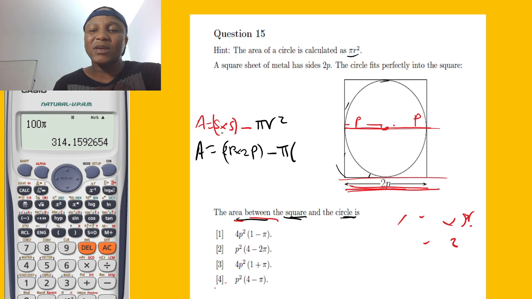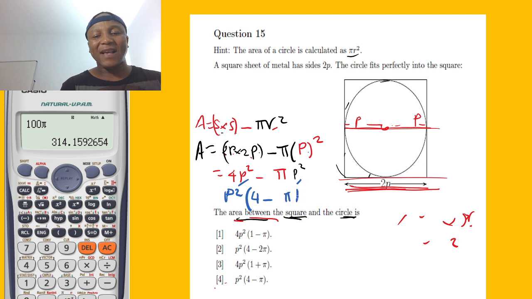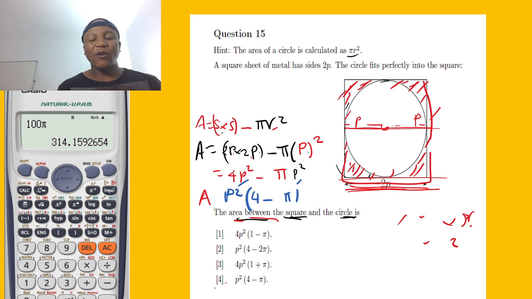Radius from here to here. So instead of saying radius, I'm going to say p and then square. So we can simplify: 2 times 2 equals 4, p times p, p square, minus pi. This square is only 4p, so it's going to be p square. What do we have in common here? We have p and p. So I can factor this out, p square, and here I'm left with 4 minus pi. So this is going to be our area in between, this area here. So area equals p square times 4 minus pi, which is going to be option 4.